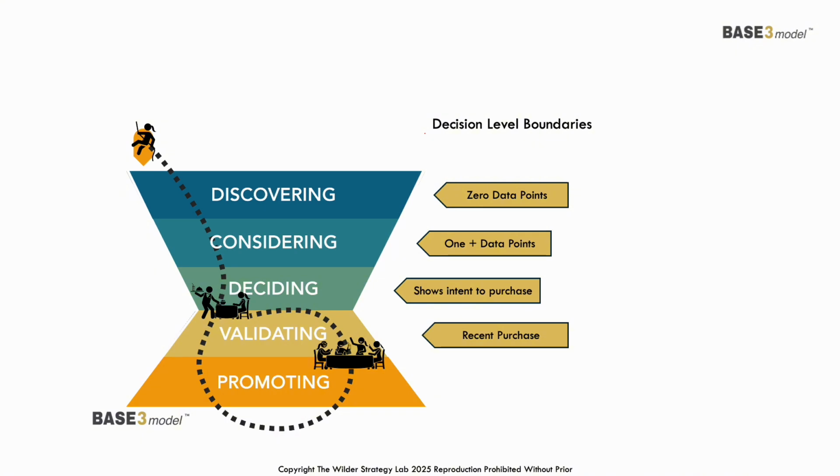Once they have made a purchase from you, they are in the validation level. They are assessing whether or not they made a good decision to purchase from you. Once they feel qualified to say whether or not they made the right decision, they are then in the promoting level. Each business will have a different timeline for a customer to transition from validating their decision to being ready to promote their decision.